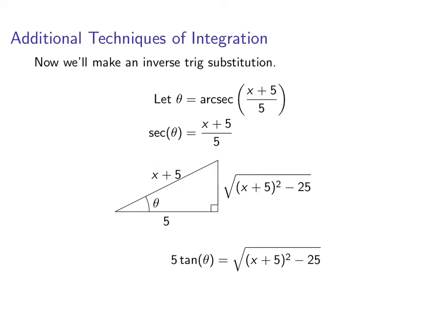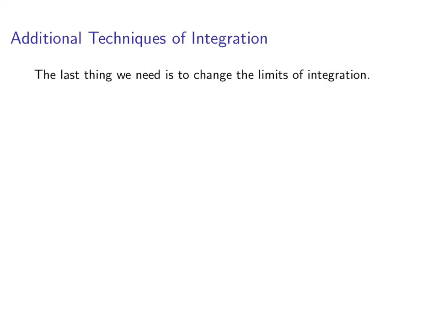Based on our triangle now, 5 tangent theta is equal to the square root of (x plus 5) squared minus 25. We also know that 5 secant theta is equal to x plus 5. And by taking a derivative, now we get 5 secant theta tangent theta d theta is equal to dx. We have one more thing we need to do before we're ready to evaluate the integral, and that is we're going to change the limits of integration.